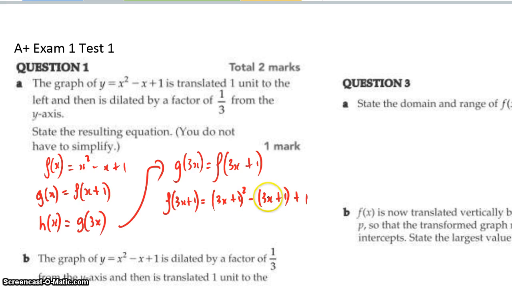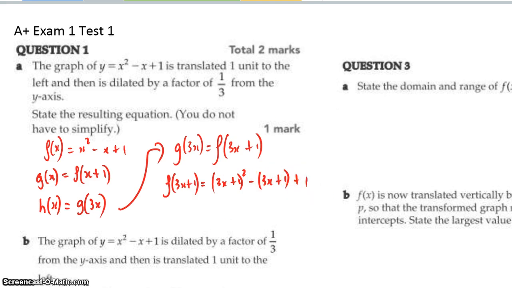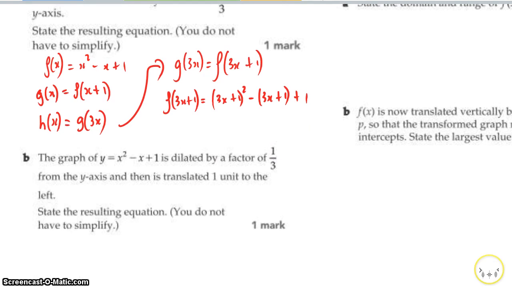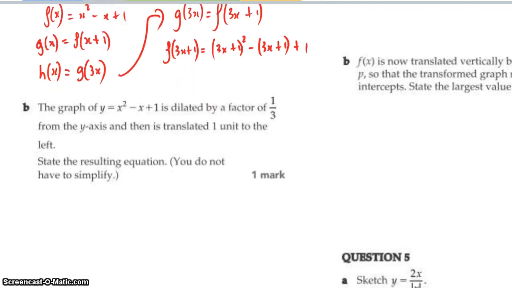What I might do is show the differences on the CAS calculator in a little bit, but for now I'm just going to have a go at the next question, which will be very similar, except it will end up being a completely different graph because we're doing it in a different order. Okay, so again, I'm going to go through the same processes.